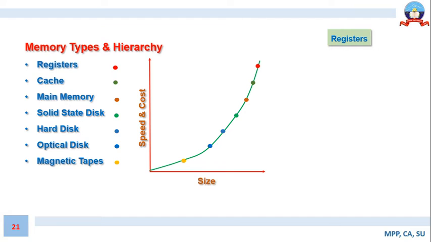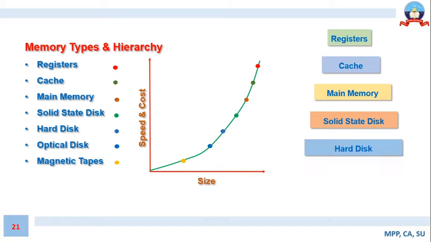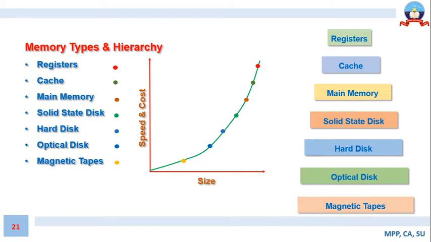Now we have a very simple hierarchical representation of the way the data flows. So you have register, you have cache, then you have main memory, you have solid state disk, hard disk, optical disk, and eventually you have magnetic disk. So interaction takes place between CPU registers and cache. Then cache interacts with main memory. Main memory interacts with other secondary storage devices like solid state disk, hard disk, optical disk, and magnetic disk.